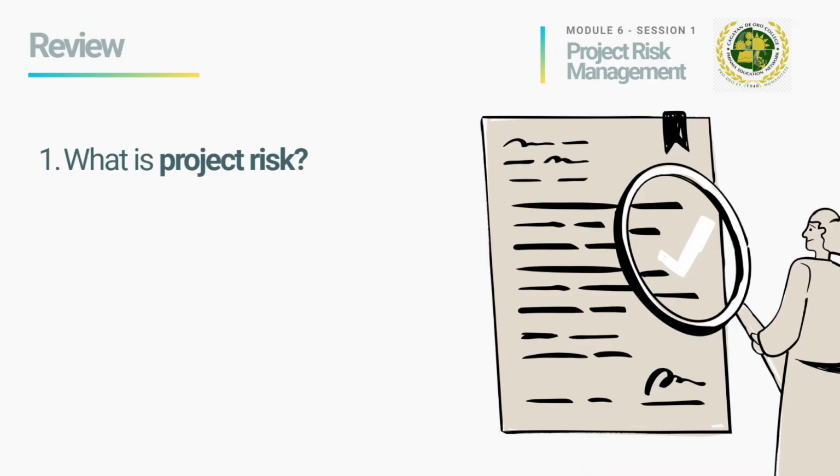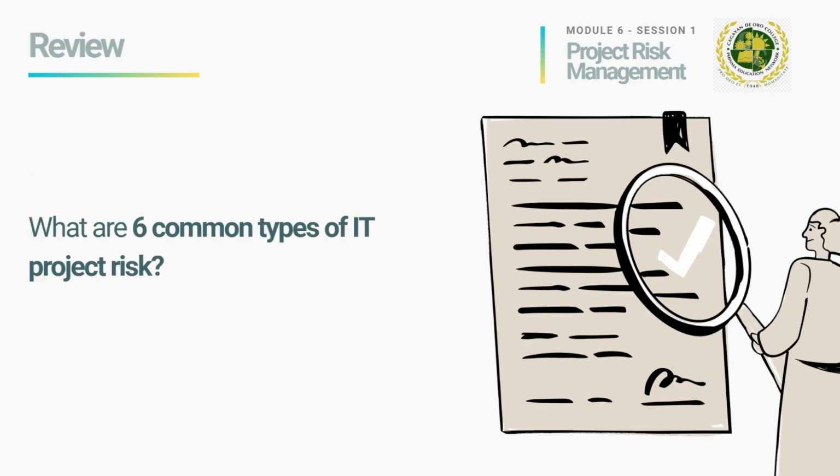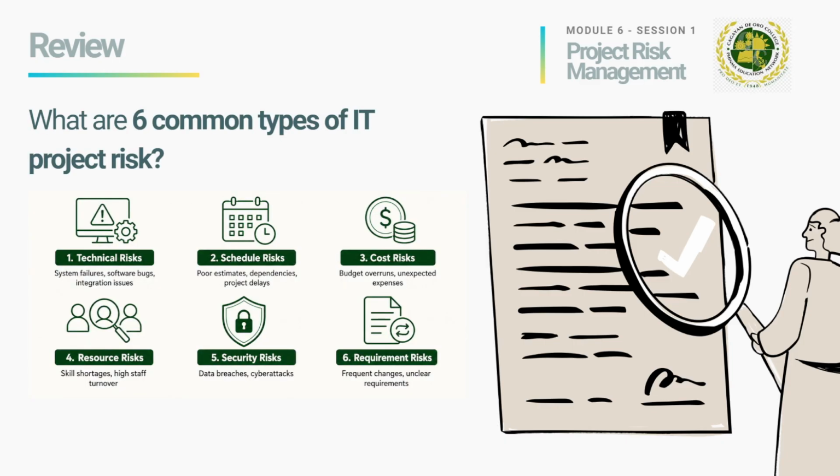Now, again, a review before we end. What is project risk? A project risk is an uncertain event or condition that, if it occurs, can have different types of effects. It could be on a positive or negative side, which affects the objectives or the constraints of your project. And again, what are six common types of IT project risks? We have technical risks, schedule risks, cost risks, resource risk, security, and requirements risk.